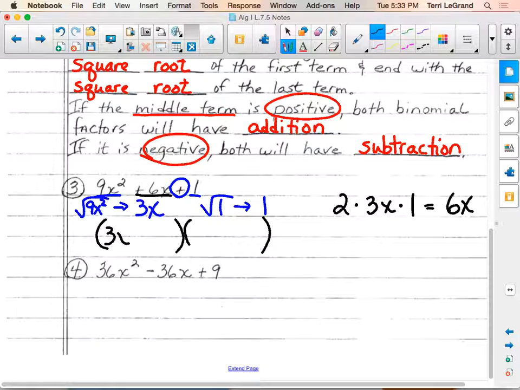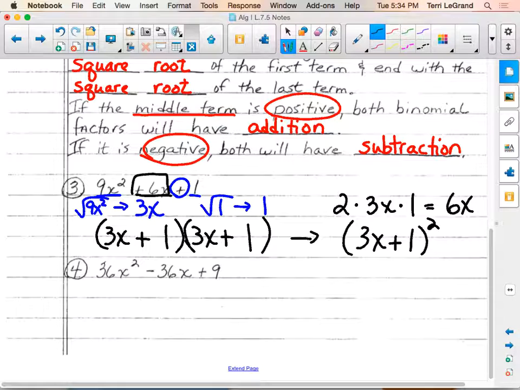Both factors will start with the square root of the first term. Both factors will end with the square root of the last term. Because our middle term is positive, both factors will have addition in them. Shortcut way that we might see this written in an answer bank, a binomial times itself can be written this one could be written 3x plus 1 to the second power.